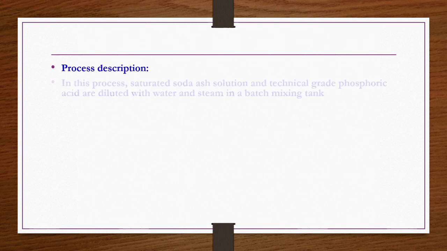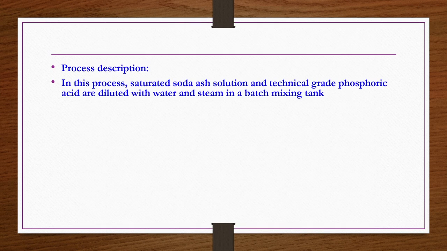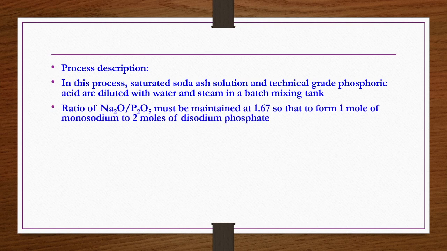Process description: in this process, saturated soda ash solution and technical grade phosphoric acid are diluted with water and steam in batch mixing tanks. Ratios of Na2O divided by P2O5 must be maintained at 1.67 so as to form 1 mole of monosodium to 2 moles of disodium phosphate. This mole ratio is important to produce these products.